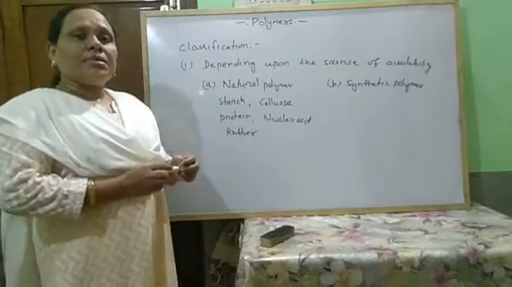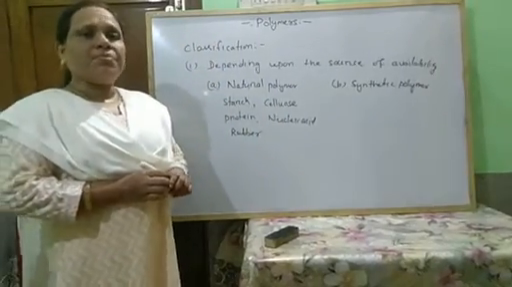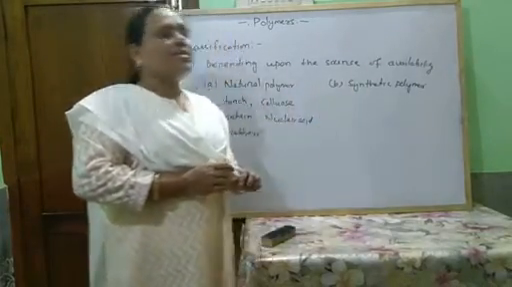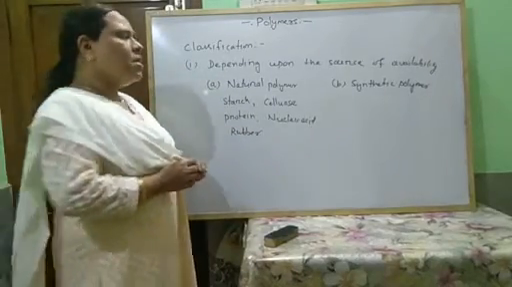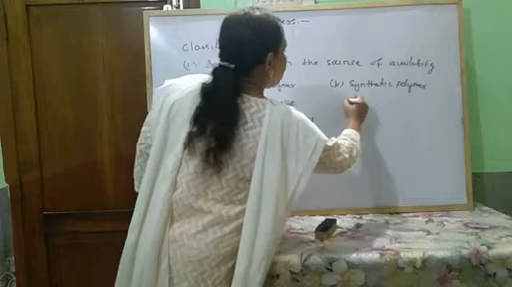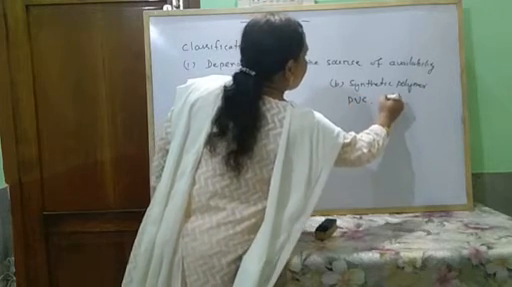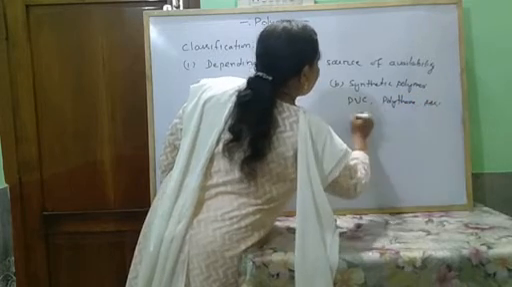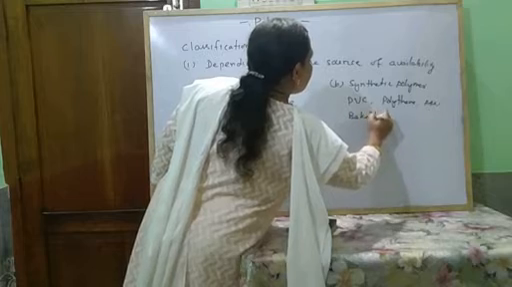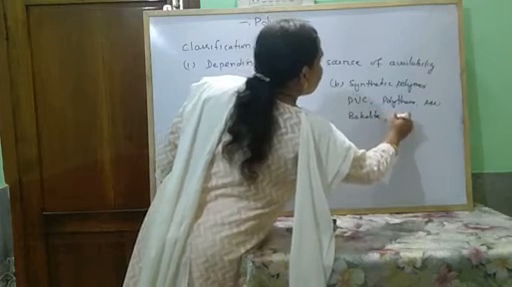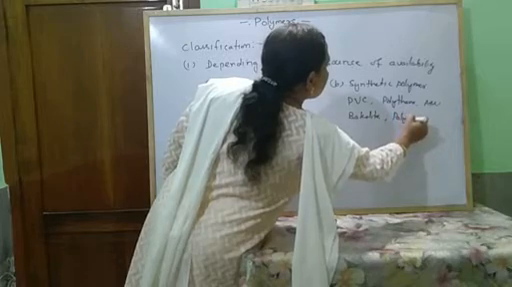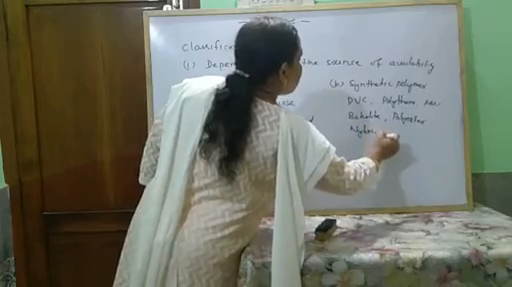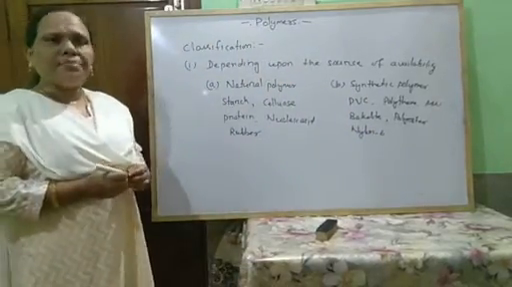And the synthetic polymers are known as your man-made polymers. The polymers which are prepared synthetically are known as synthetic polymers or man-made polymers. These are the common polymers, you know, that is polyvinyl chloride, then polythene, then PAN, then bakelite, then polyester, then nylon 6. So these are some examples of synthetic polymers.